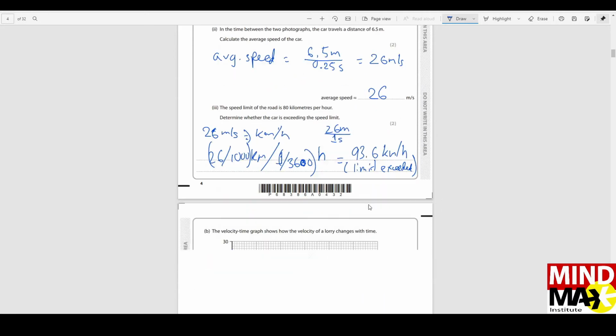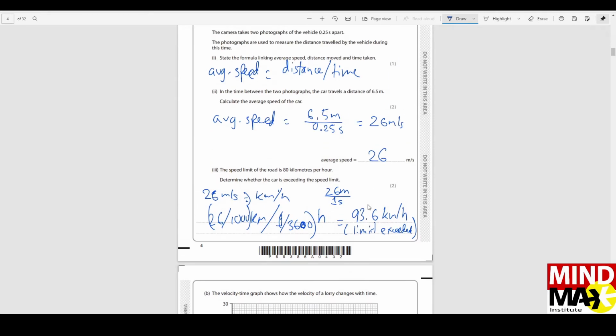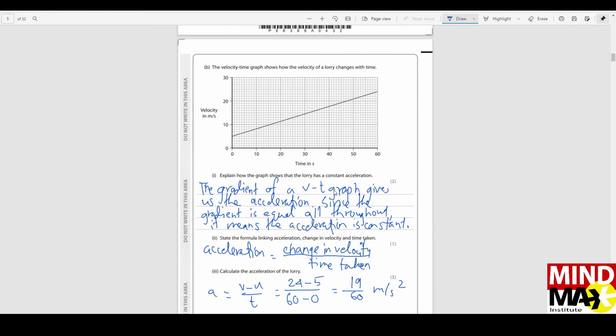The next one is you have to convert this speed into kilometers per hour to see if it exceeds the speed limit. The speed limit is 80 kilometers per hour, and by conversion we came to 93.6. So in here, meters get converted to kilometers by dividing by 1000, because you're going from smaller to larger units. Same at the denominator. The denominator is per second, meaning 1 second. So converting 1 second to hour, it is 1 divided by 3600. So that's what we got. The limit is exceeded.